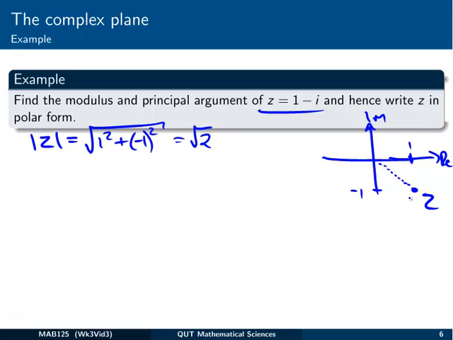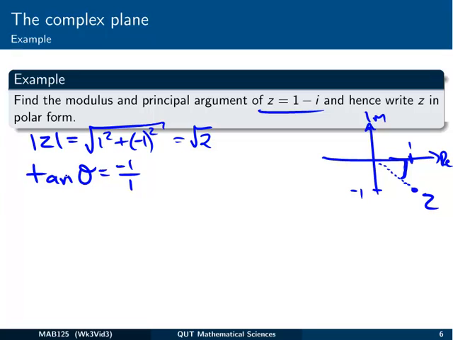So the length of that dotted line is the square root of 2, and the angle we're looking for is this one right here. So let's see. Remember that tan theta is equal to y over x, or imaginary over real. That's minus 1 on 1.